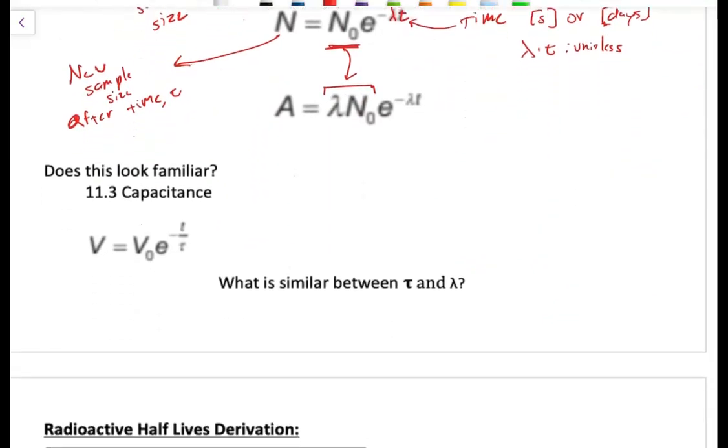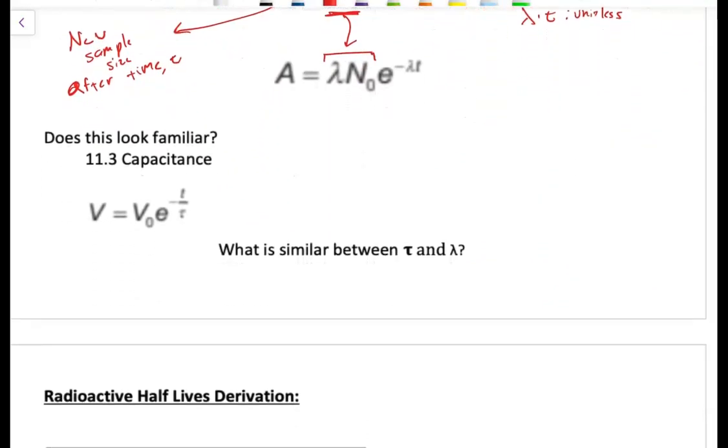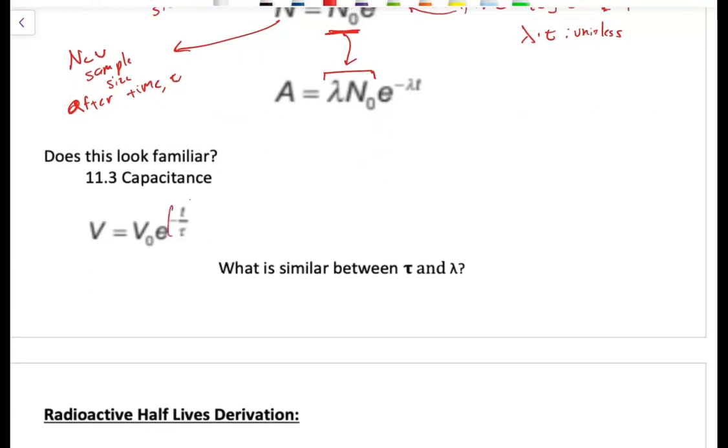This is very similar to what we saw with capacitance, except you'll notice that in this case, in our exponent, we had negative t over tau, and here we just have negative lambda t. So there's kind of some similarity. 1 over tau is kind of similar to lambda. That's it.